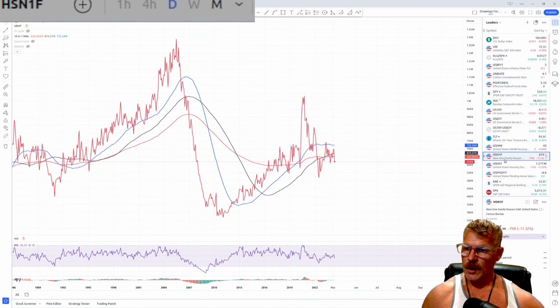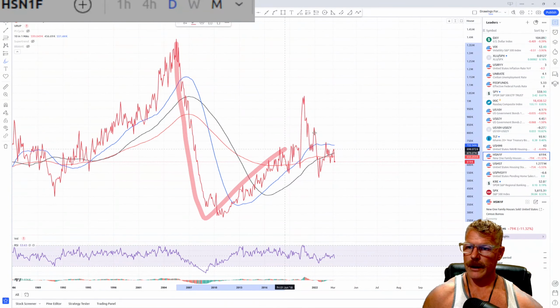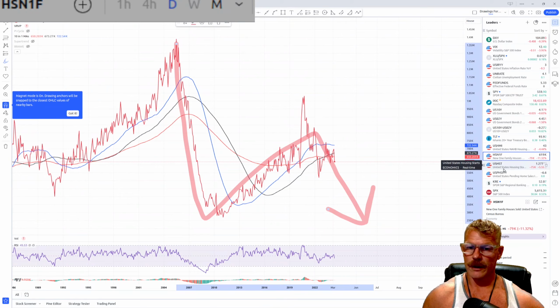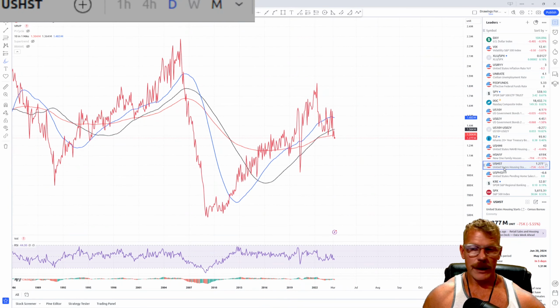Single family homes continue to drop as well. You can see a big bear flag right there. We draw it out for those of you who may not recognize it. But yep, single family homes. Price of homes is just too expensive. Nobody can afford them, guys. And so we're in trouble here. And same thing with U.S. housing starts. The chart looks exactly the same.